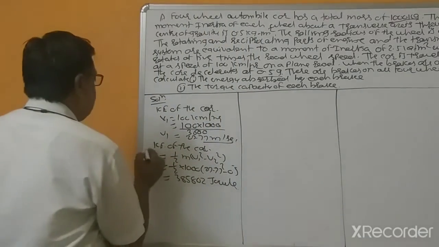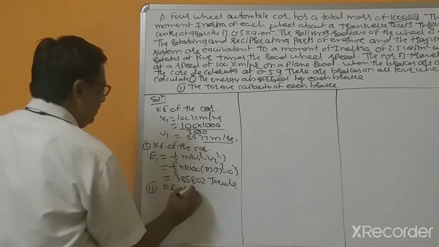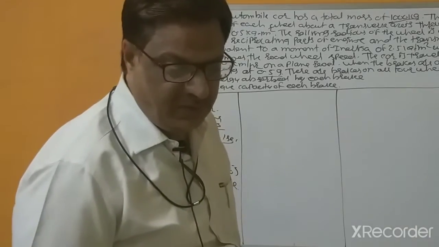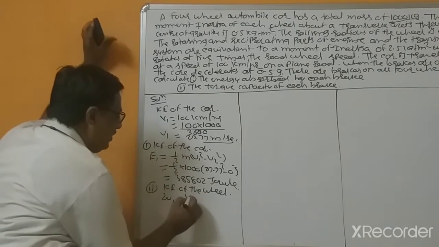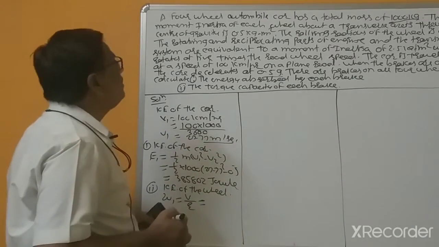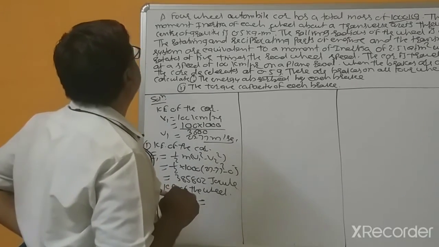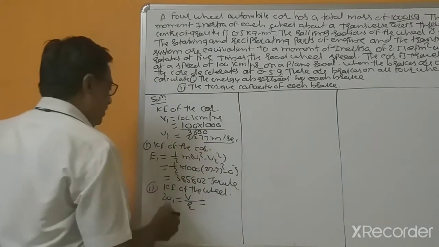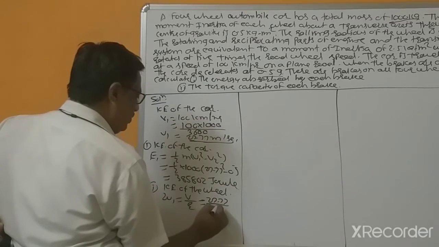Next, the second energy is the kinetic energy of the wheels. For the kinetic energy of the wheel, we have to calculate omega 1. Omega 1 equals v divided by r, where r is the radius of the wheel and omega is the angular velocity of the wheels. The rolling radius of the wheel is 0.35 meter. So omega 1 equals 27.77 divided by 0.35.